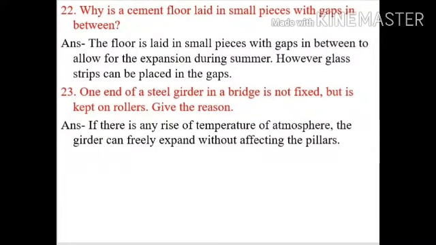Question number 22. Why is a cement floor laid in small pieces with gaps in between? Answer is, the floor is laid in small pieces with gaps in between to allow for expansion during summer. However, glass strips can be placed in the gaps. Question number 23. One end of a steel girder in a bridge is not fixed but is kept on rollers. Give the reason. If there is any rise of temperature of atmosphere, the girder can freely expand without affecting the pillars.